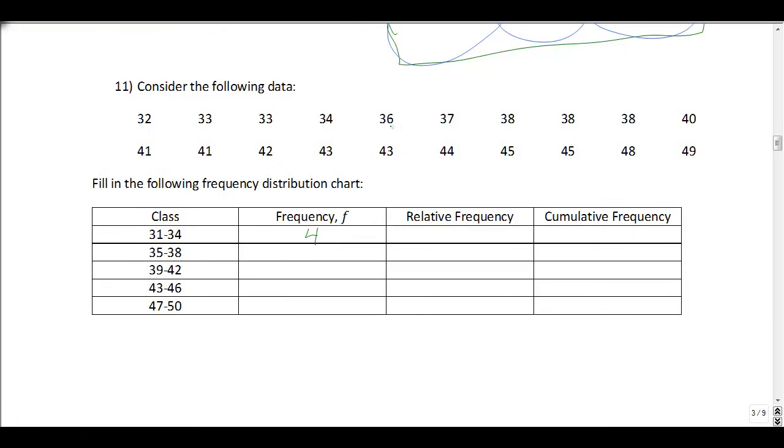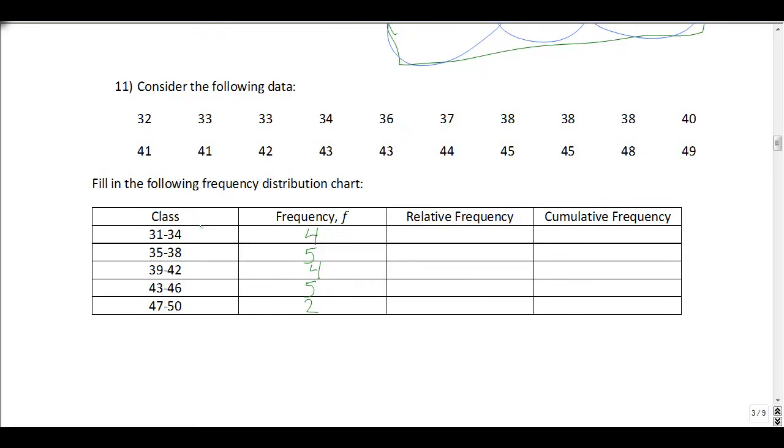Between 35 and 38, we have the 36, 37, 38, 38, 38, 1, 2, 3, 4, 5. Between 39 and 42, we get 1, 2, 3, 4. Up to 46, 1, 2, 3, 4, 5. 47 to 50, there's 2. Normally these wouldn't necessarily be sorted. That just really simplifies the counting process, so you don't have to hunt around and find things. So hopefully that part's pretty straightforward.